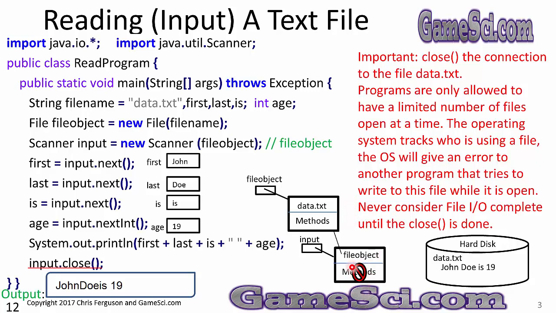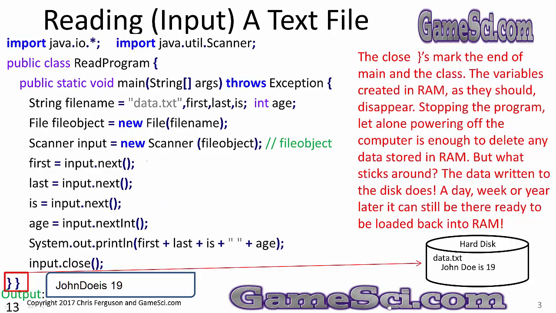Also, this is showing you once you've closed that file, you better not try to call those next or nextInt methods. You no longer have access to the file after it is closed. The closed curly braces mark the end of the main. Here's the closed curly brace. I bunched them up on the same line. Please don't do this. Please put these on separate lines. But I was running out of room, so I had to put them on the same line. The closed curly braces mark the end of the main and the class itself.